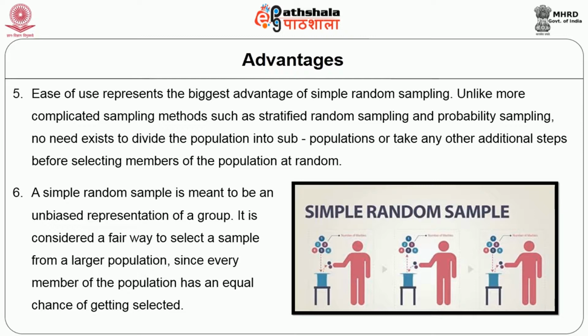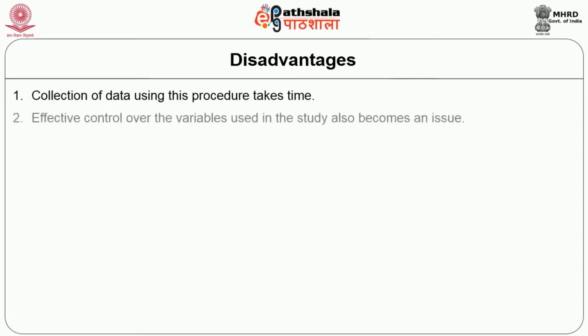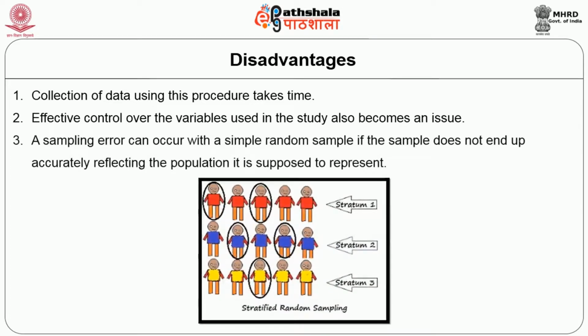It is said that every coin has two sides. Similarly, simple random sampling method also has a few disadvantages. They are: collection of data using this procedure takes time. Sometimes effective control over the variables used in the study also becomes an issue. A sampling error can occur with a simple random sample if the sample does not end up accurately reflecting the population it is supposed to represent.